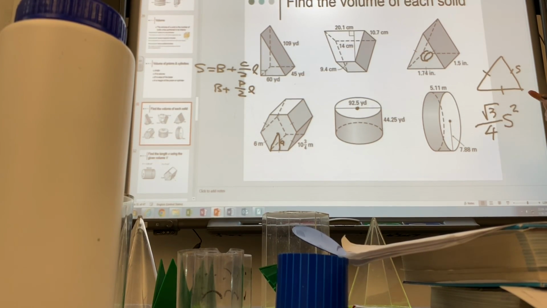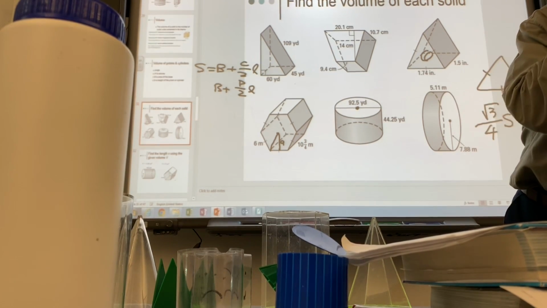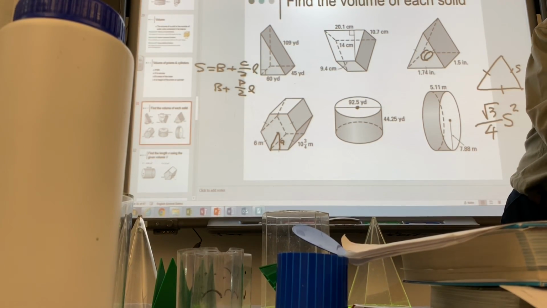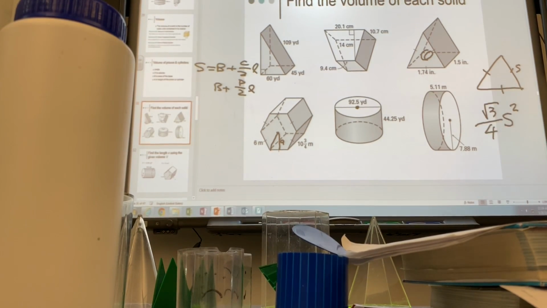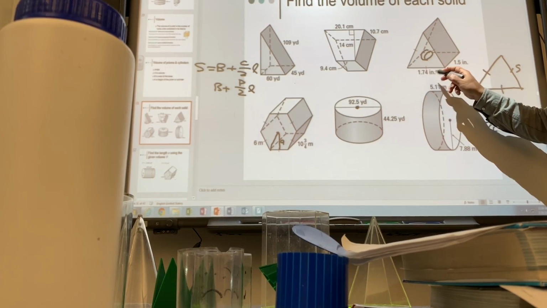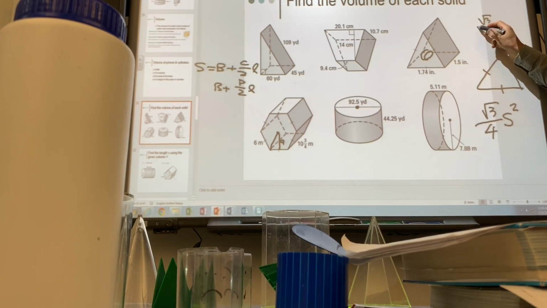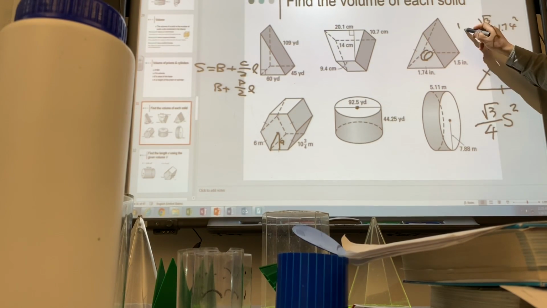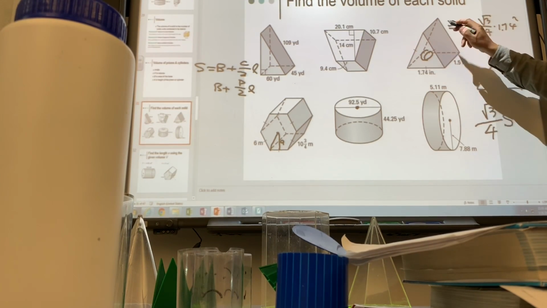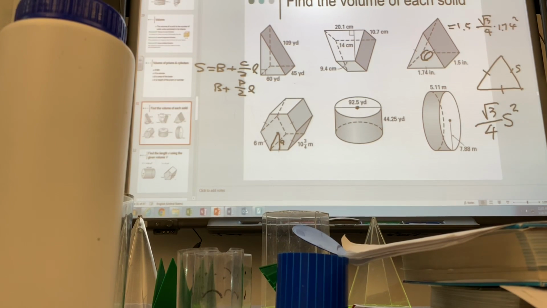I give you many formulas, but this formula you will benefit from a lot for SAT, PSAT, any contest. Give you side length 1.74: square root of 3 over 4 times 1.74 squared. You get the base area times height, 1.5. Then you use the calculator to get the answer.